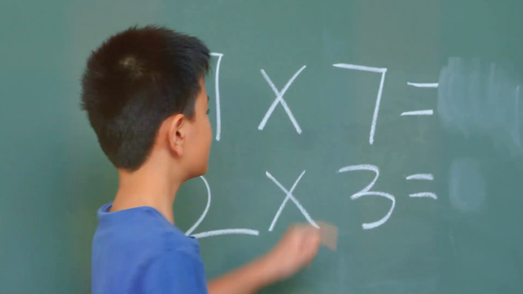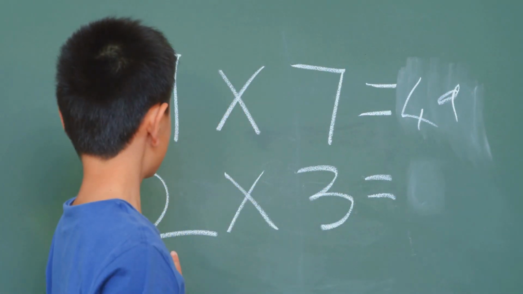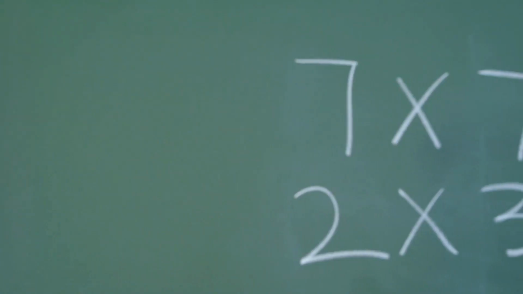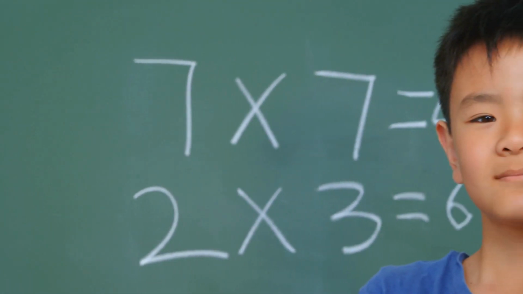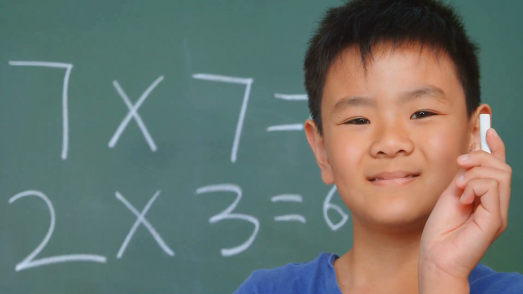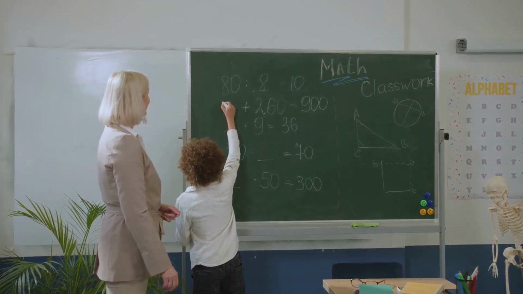0 times 1? That's 0. 0 times 2? Yep, still 0. How about 0 times 3? You guessed it, 0 again. It doesn't matter if it's 0 times 4, 0 times 5, or even 0 times 12. The answer is always 0.